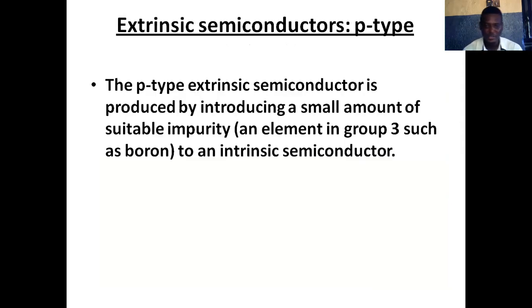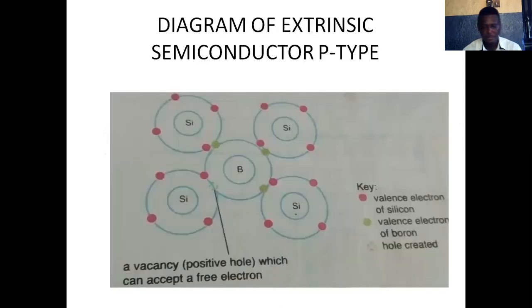So extrinsic semiconductor, P-type. The P-type extrinsic semiconductor is produced by introducing a small amount of suitable impurity, elements in group 3 such as boron, to an intrinsic semiconductor. Let's go to the diagram. The difference from the first diagram is that boron is a group 3 element. So they have 3 valence electrons readily available for bonding. If you look at this diagram, there is always a hole created because it is not complete. It is not up to 4.